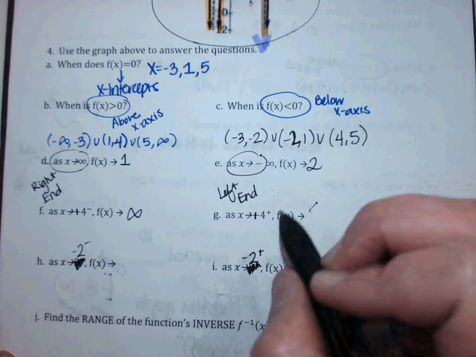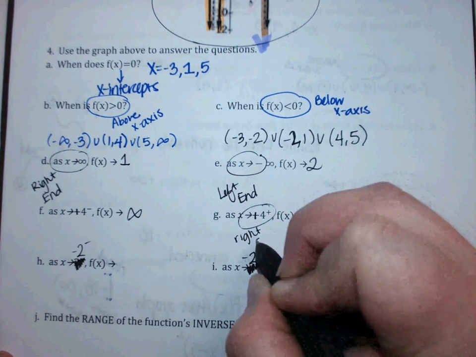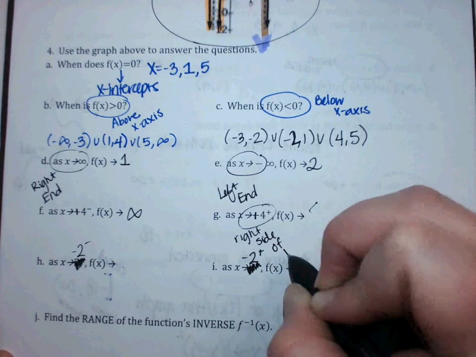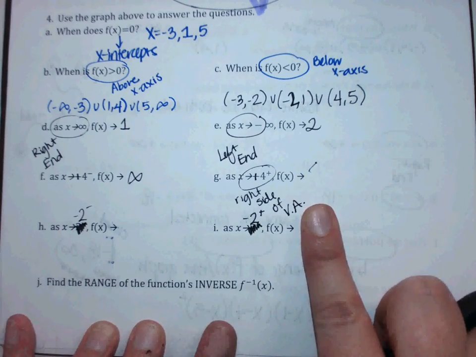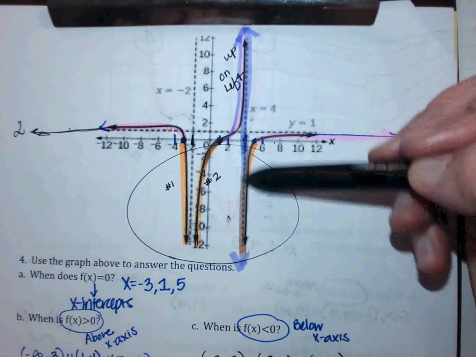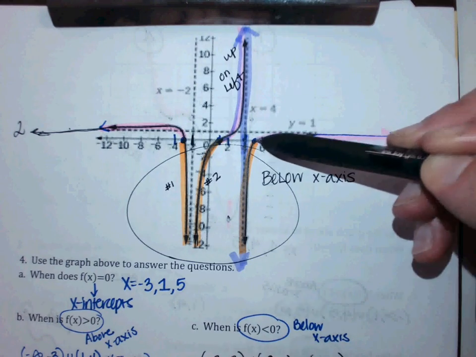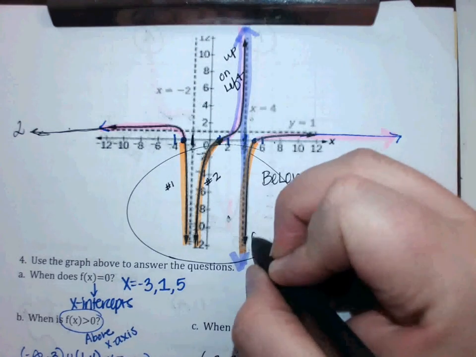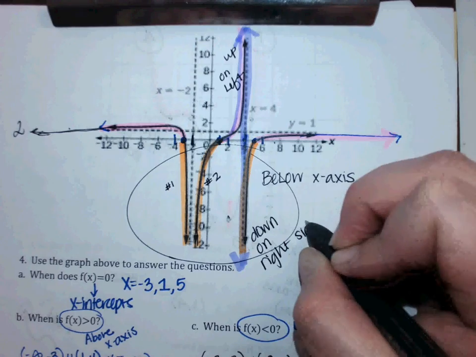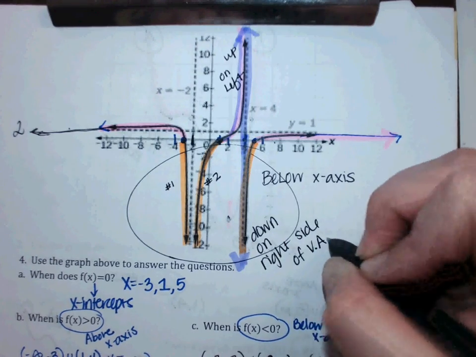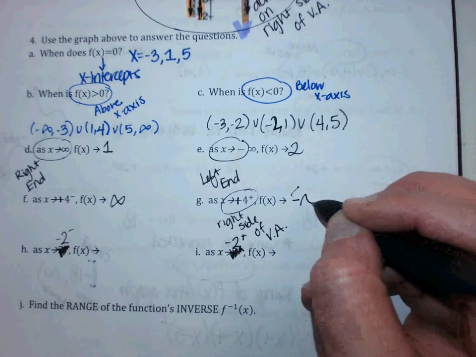Okay, next I want x to approach 4 from the plus side, which is the right side of the asymptote. Okay, VA standing for vertical asymptote. So come back up to your graph. Here's my asymptote. I don't want to be on the left side. I want to be on the right side. What is my graph doing as it gets closer? It's going down. So down on the right side of the vertical asymptote. And if it's going down forever and ever, I put negative infinity. Very good.